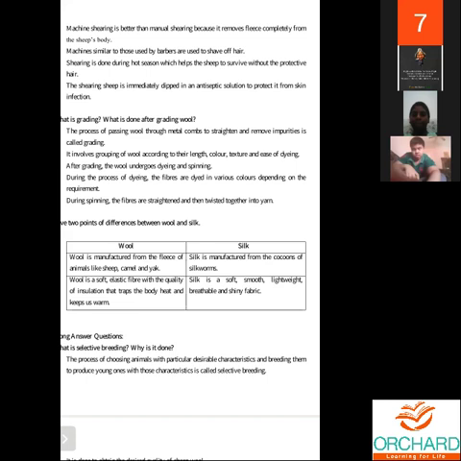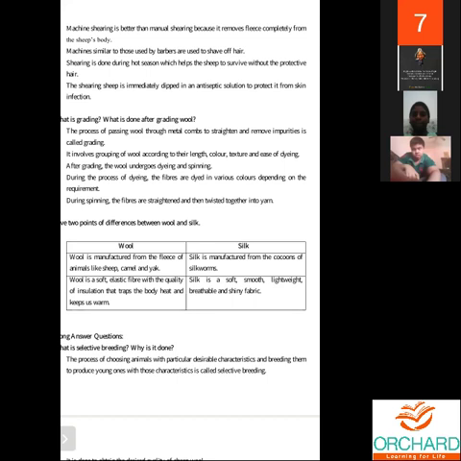The hair is removed using machines. The shearing sheep is immediately dipped in an antiseptic solution to protect it from skin infection. It is almost like how daddies and grandpas or uncles do shaving, right? After shaving, they apply an antiseptic lotion or aftershave lotion to protect their skin from any kind of infection. Like that, immediately after the hair is removed, the sheep are dipped into an antiseptic solution to protect their skin from infection.